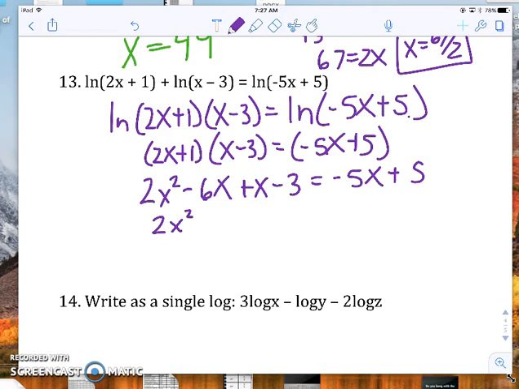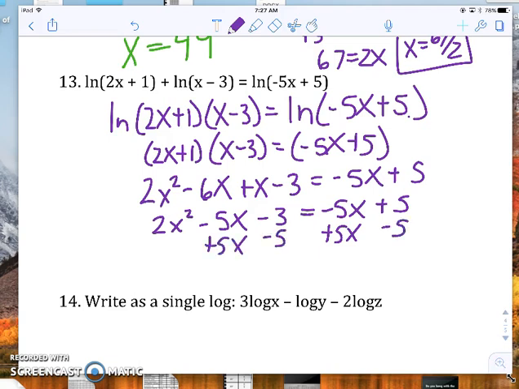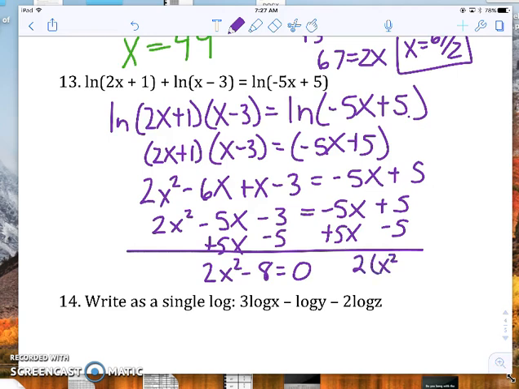But let's condense this. So combine like terms, minus 5x minus 3, negative 5x plus 5. Add 5x to each side, minus 5 from each side. So you have 2x squared minus 8 equals 0. We could factor out a 2, so x squared minus 4 equals 0. So, well, that parenthesis has to be 0, so x could be 2 or negative 2.